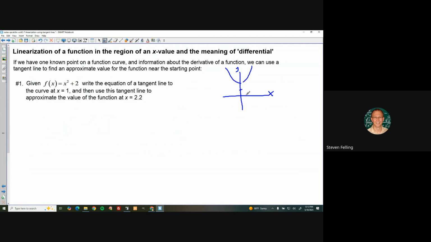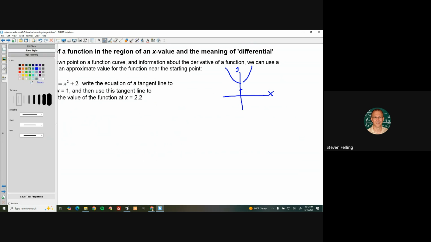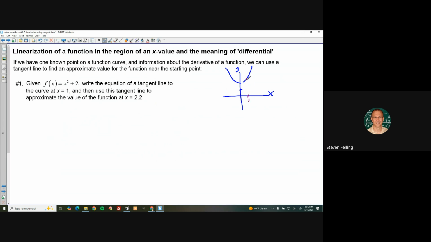We're going to take x is 1, right? And we're going to write a tangent line at x is 1. So the first goal is to come up with the equation of that tangent line. Whenever you're asked to find one, a tangent line is always of this form. We use point-slope form: y minus y0 equals the slope times x minus x0.